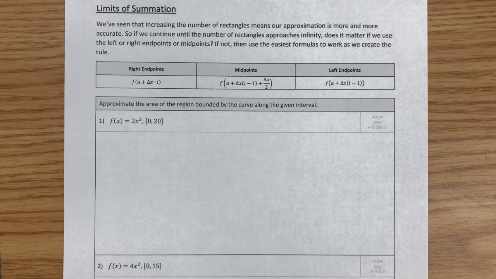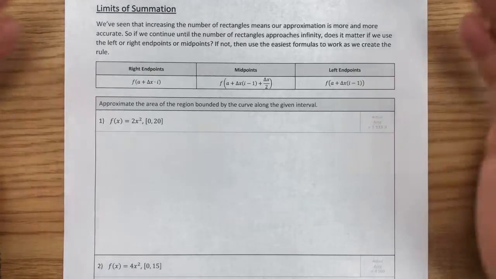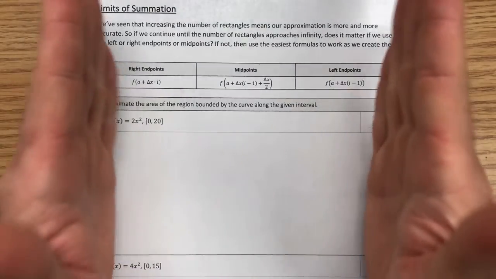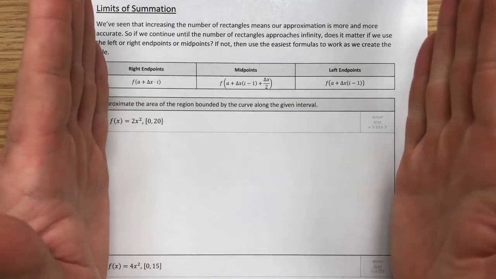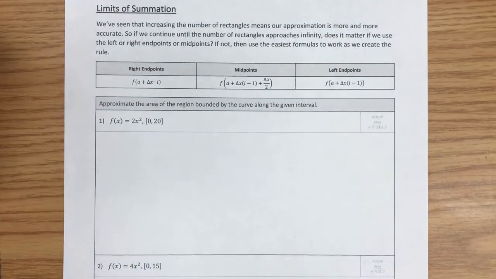So today we're going to be looking at the limits of summation. We've gone over a few different sections where we've tried to find the area beneath a curve, either by bounding it with right and left endpoints, which gives us a general area that the area is between, or by taking an estimate of the midpoints, which doesn't give us an area, but it gives us something in the neighborhood of where that value is supposed to be at.